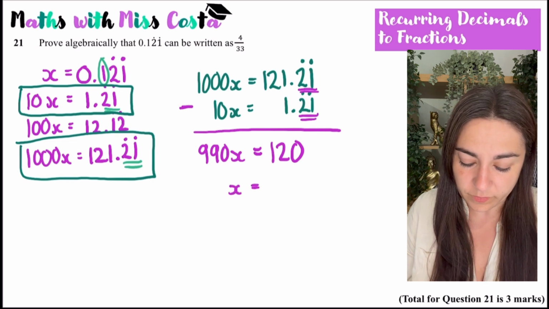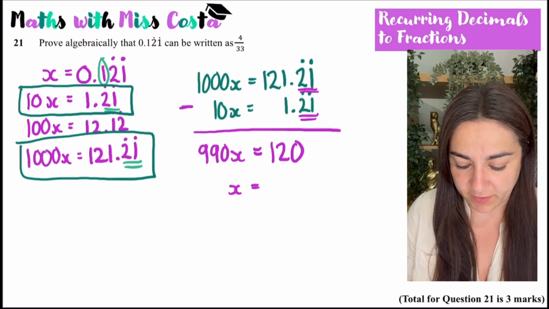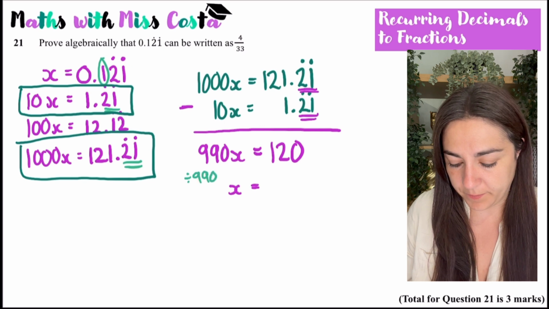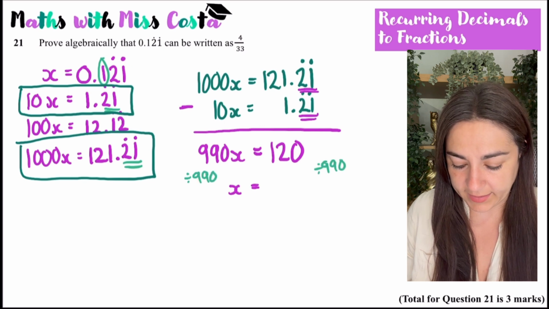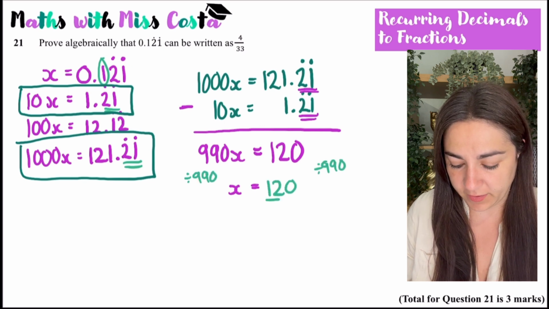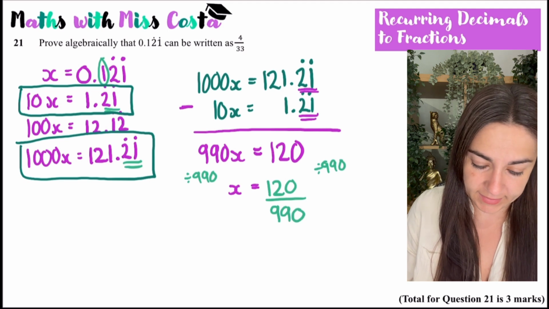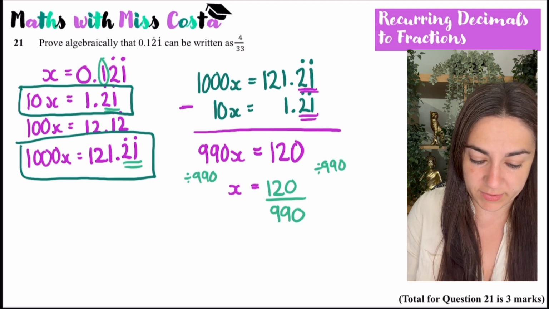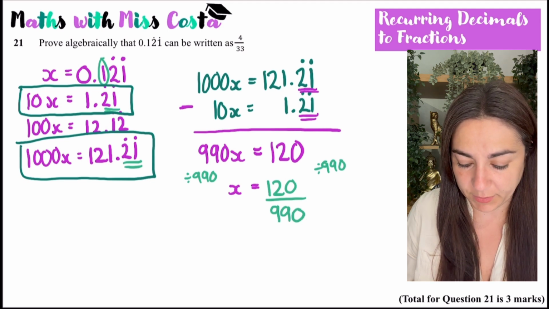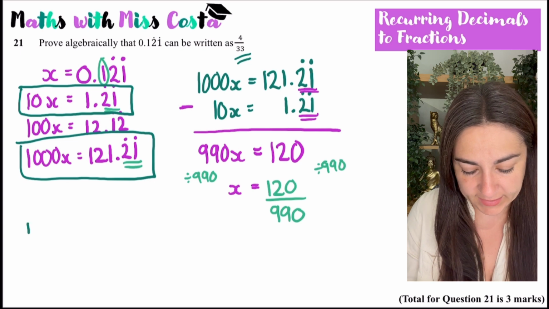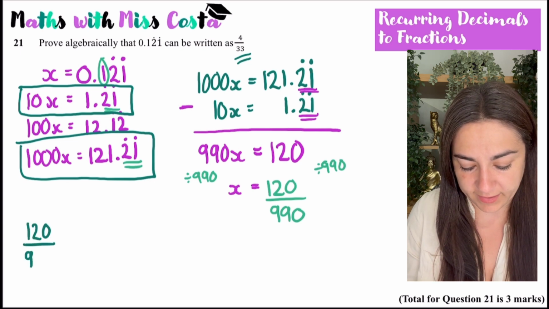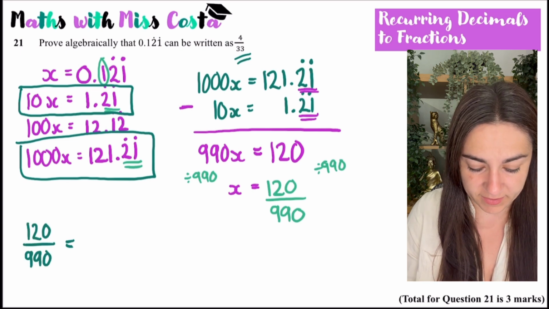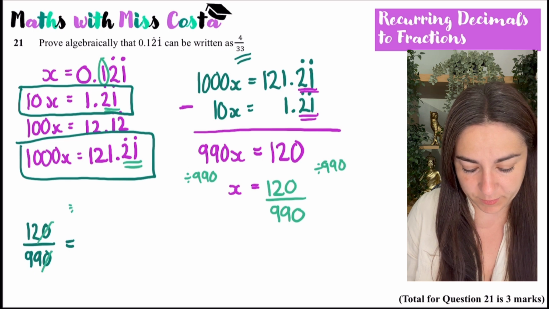Therefore, if I divide both sides by 990, x becomes 120 over 990. Now it's asked me to prove that it can be written as 4 over 33, so I know I'm going to have to simplify it. So 120 over 990, I could start by just dividing by 10. So that would become 12 over 99.